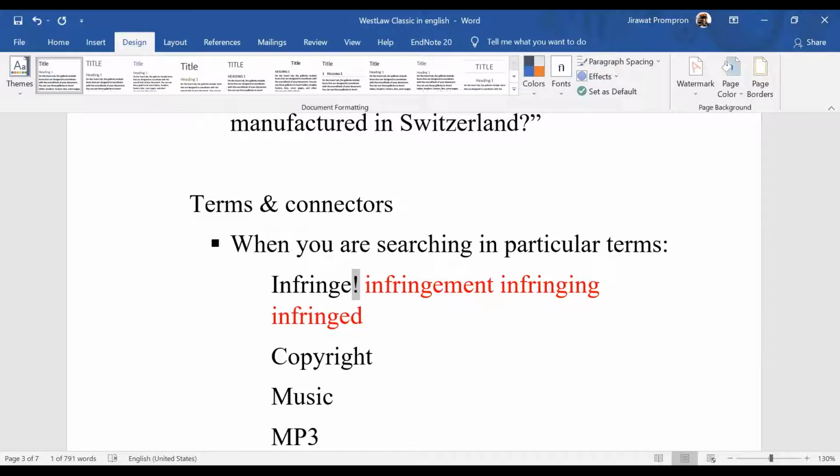That means you get the original word inflict, and maybe you will also get inflicted, inflicting, any word. This is the first one we call the root expander. Expand means the root word expands to adverb, adjective. You just put it after, at the end of the word.